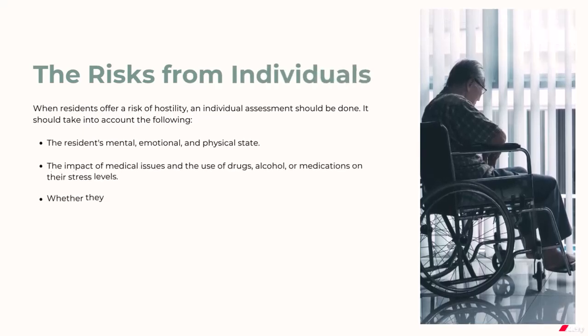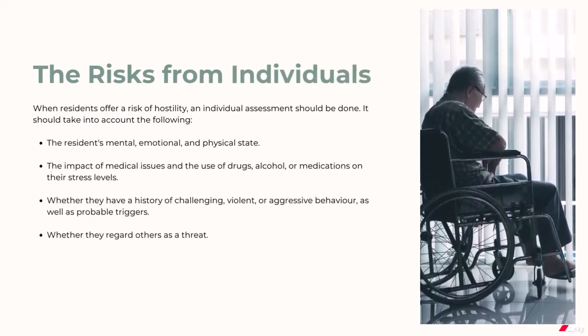The risks from individuals. When residents offer a risk of hostility, an individual assessment should be done. It should take into account the following: the resident's mental, emotional, and physical state, the impact of medical issues and the use of drugs, alcohol, or medications on their stress levels, whether they have a history of challenging, violent, or aggressive behavior, as well as probable triggers, whether they regard others as a threat.